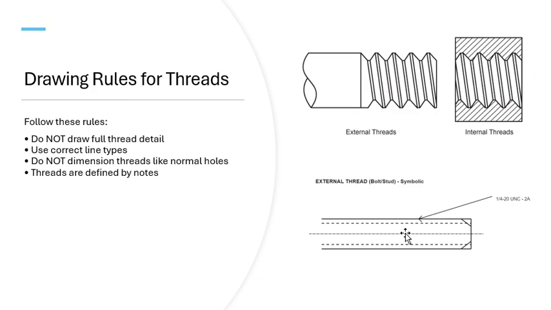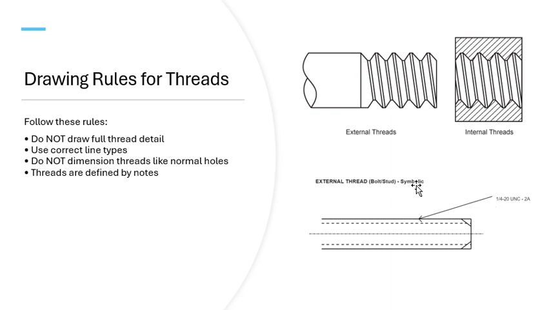So, drawing rules for the thread: do not draw the full thread detail, we don't need it. We just show the thread and where it's gonna go. So this is external, and this is internal. And do not dimension the thread like the normal holes. Threads are defined by the notes, okay, like that, and you will definitely see a simplified version of your external thread drawn symbolically like that.